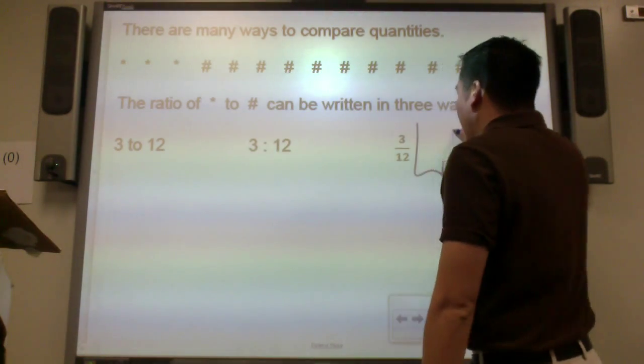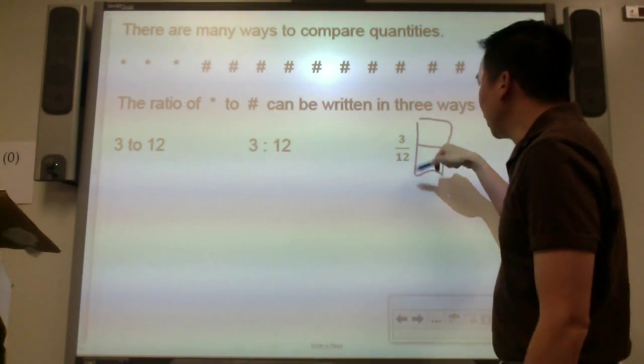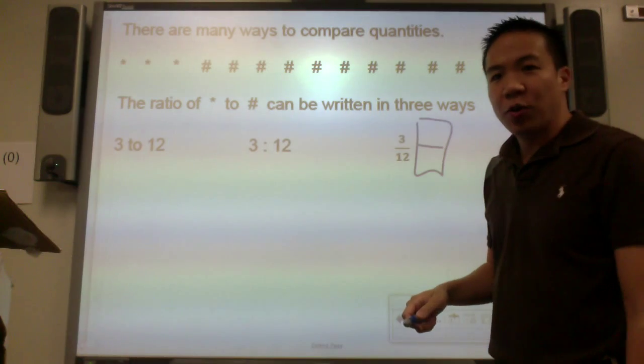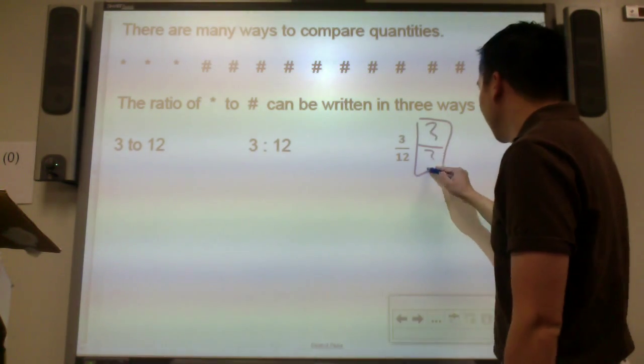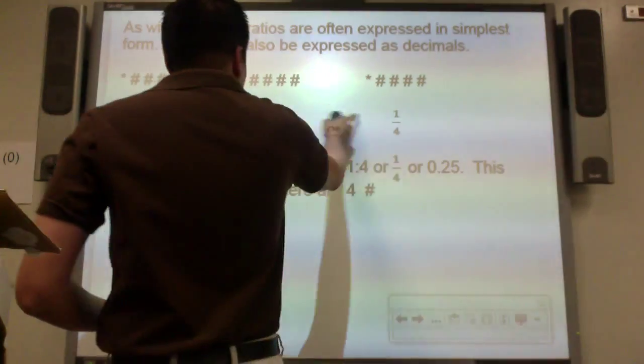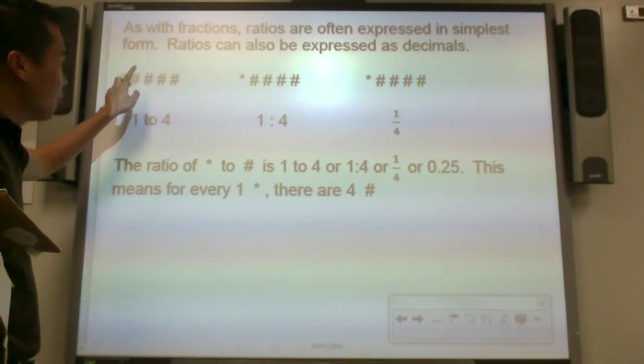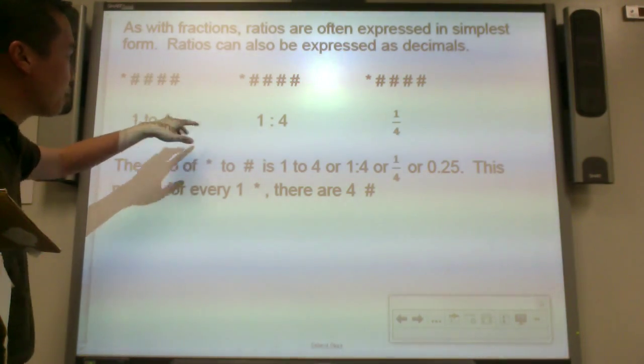How do you know? They taught you that you divide. What number can you divide 3 and 12 by? What factor can be divided by 3? So it's 1/4. So, in other words, there is 1 asterisk for every 4 number symbols.